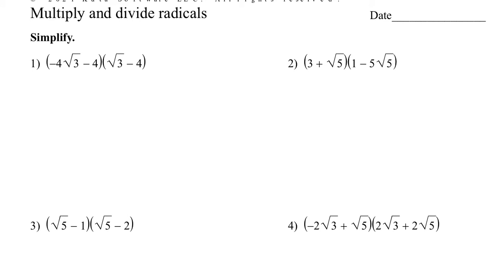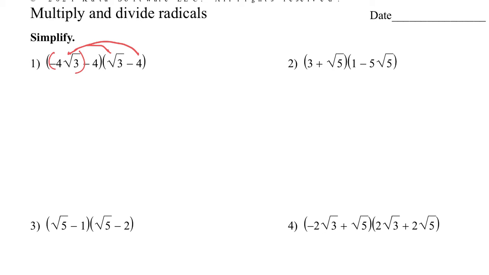When you multiply radicals, you just distribute just like normal. So we're going to take this negative 4 radical 3 and multiply it into the radical 3, and then we're going to multiply it into the negative 4. When you're doing this, you just multiply the inside numbers with inside numbers and the outside numbers with outside numbers. So we'll have negative 4 radical 3 times radical 3.